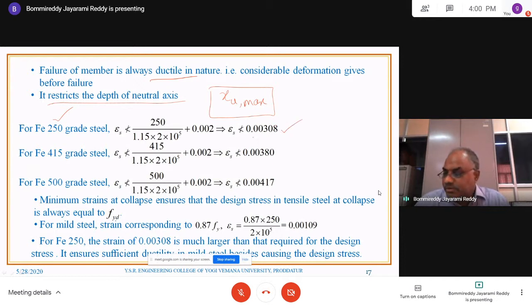0.0038. So this is the strain in steel reinforcement at the time of failure. This is the strain in steel at the time of failure in M20 Fe 250 grade. So for Fe 250 grade, this is the strain. But what is the strain at the time of attaining the design stress?